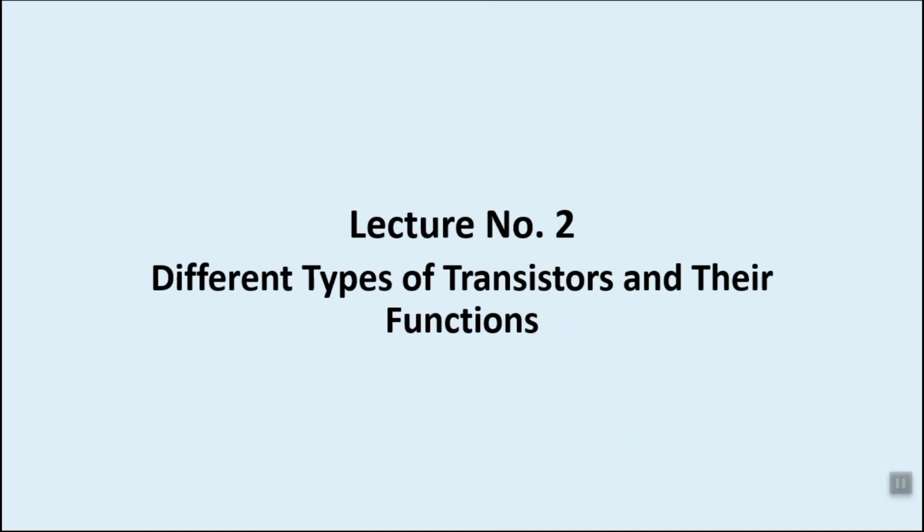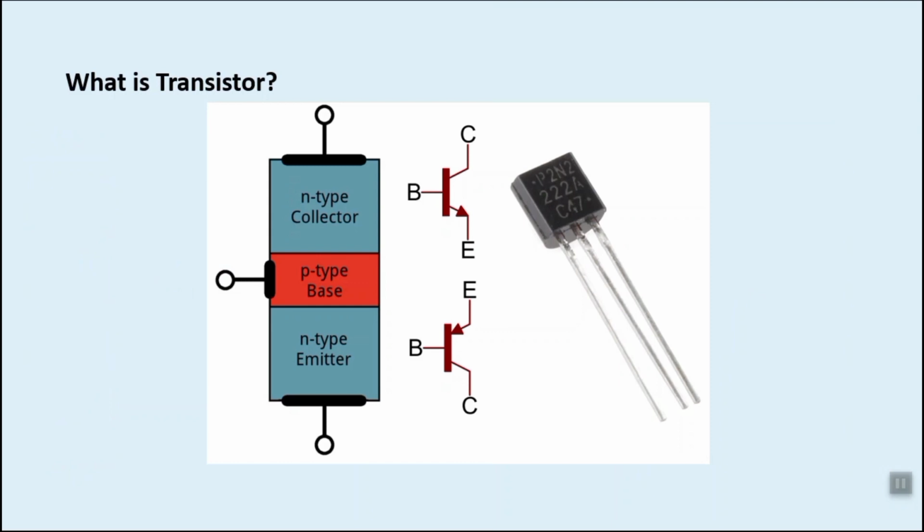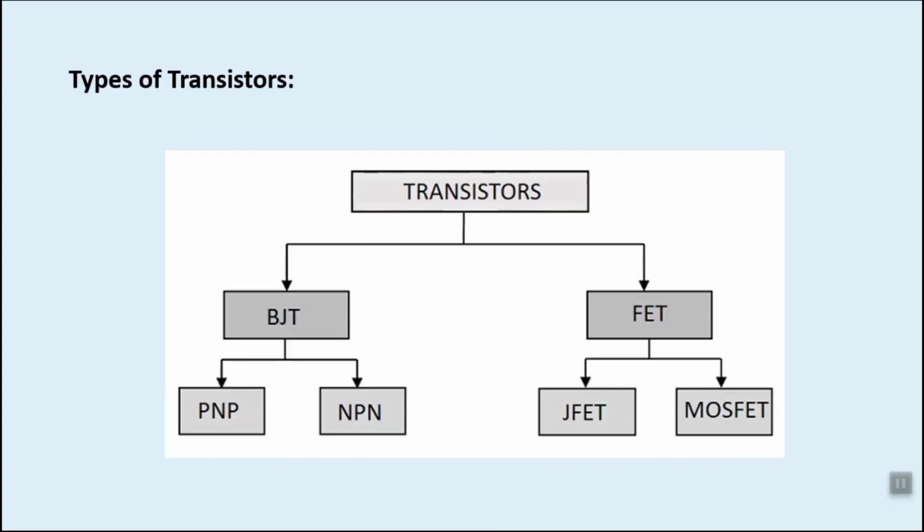In this lecture, we'll learn about different types of transistor and their functions. In simplest words, we can say that a transistor is a semiconductor device with three connections: collector, base, emitter, and it is capable of amplification in addition to rectification. The types of transistor are BJT and FET.